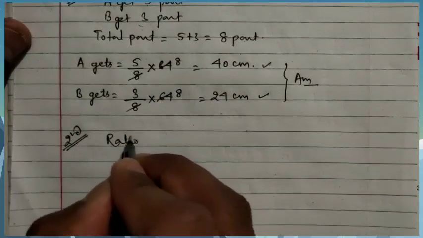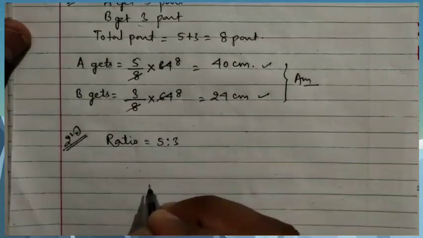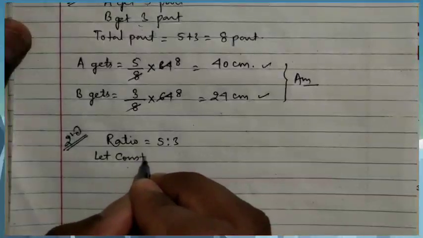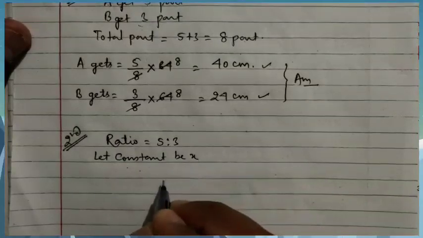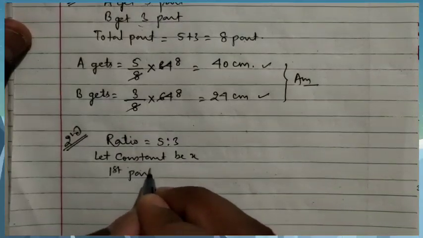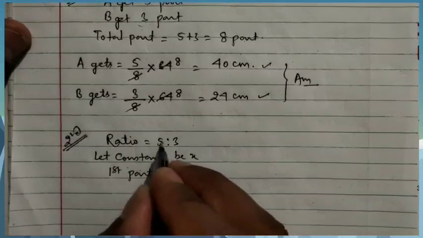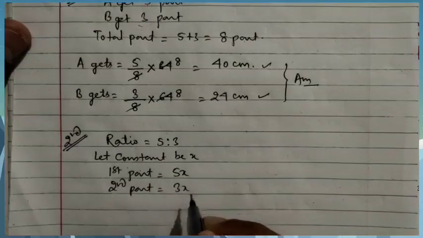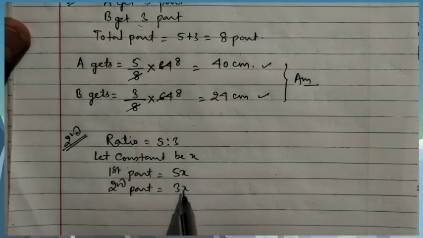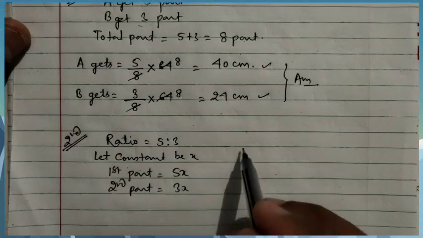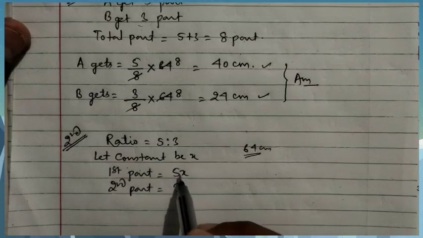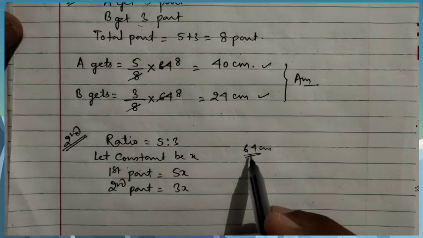Ratio is given, ratio is 5:3. We will assume a constant. Let the constant be x. So the first part will be 5x and the second part will be 3x. If we add both parts, we will get 64 centimeter, because it is being distributed only between two parts. If we add those two parts, we get back 64 centimeter.